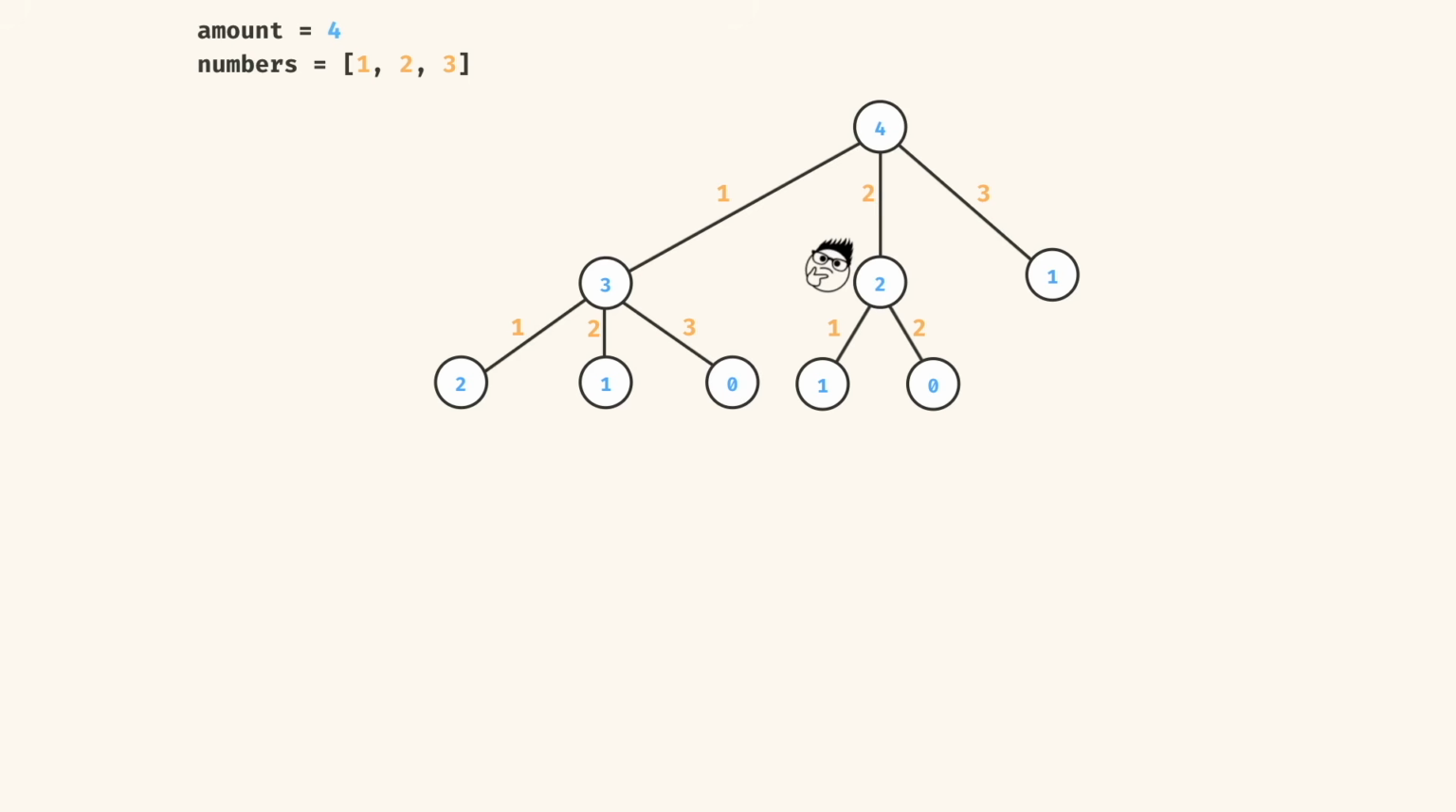Similarly, for this right-hand node of 1, I can only subtract 1 for it, because using any of the other numbers would bring me to a negative quantity. So we'll continue this pattern for all of our nodes until we can't break them down any further.